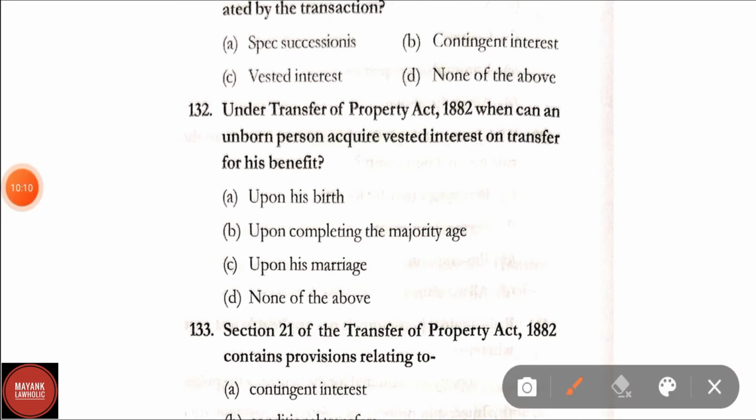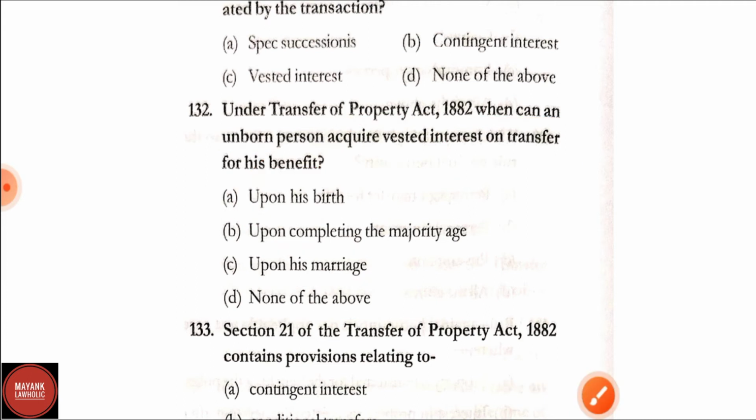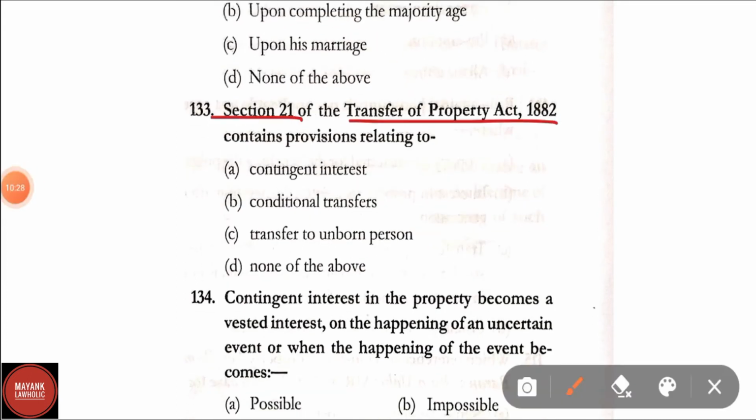Question number 132. Under the TPA, when can an unborn person acquire vested interest on a transfer for his benefit? Options are upon his birth, upon completing the majority age, upon his marriage, none of the above. Correct answer is option A, that is upon his birth. Question number 133. Section 21 of the Transfer of Property Act 1882 contains provisions relating to contingent interest. A is the right answer.